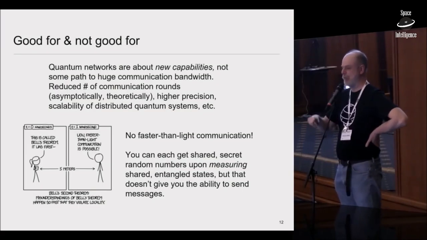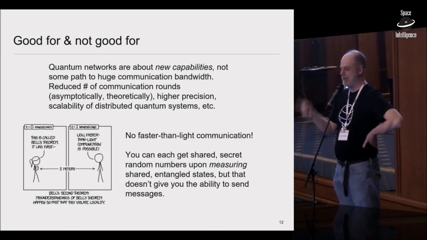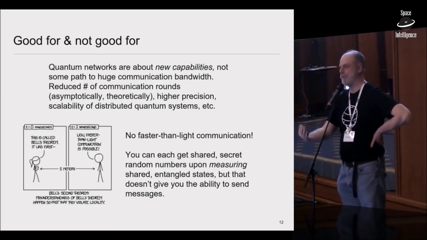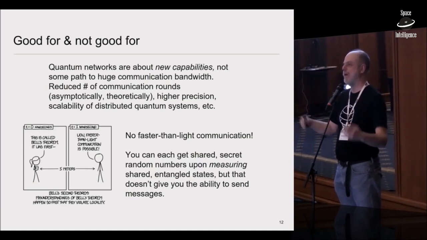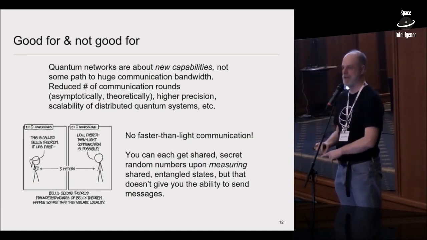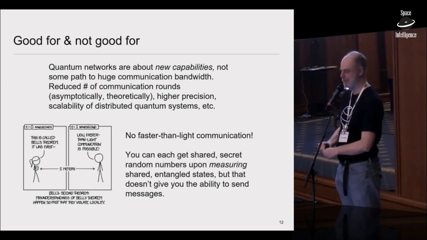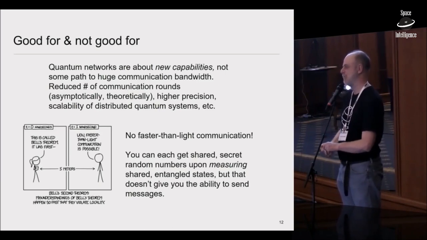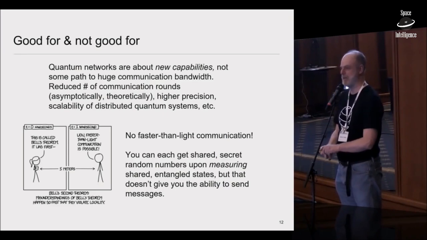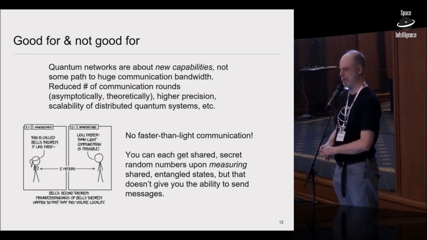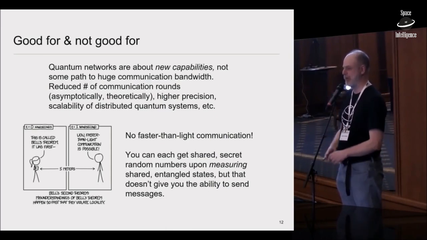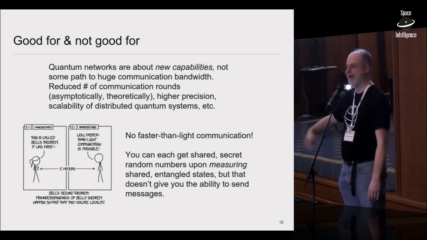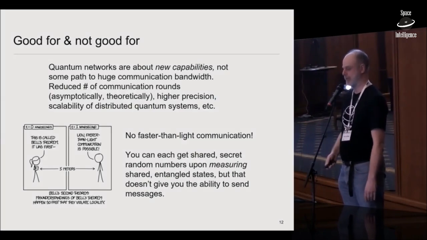So, what are these networks good for and not good for? Very briefly, quantum networks are about new capabilities. Some people, when they first come in, hear quantum and naively think something fast is going on. They think maybe we'll be able to violate the speed of light and transmit information faster than the speed of light. It's not the case. And it's also not the case that quantum networks are going to be some pathway to terabit, exabit, yottabit per second kinds of networks. That's not what we're trying to do here. We're going to bring new kinds of capabilities into the networks: improvements in the number of communication rounds for certain distributed protocols, higher precision, scalability of distributed systems and whatnot.